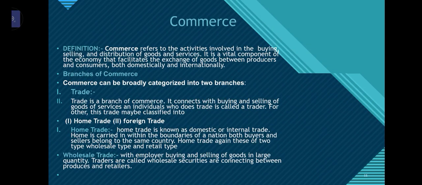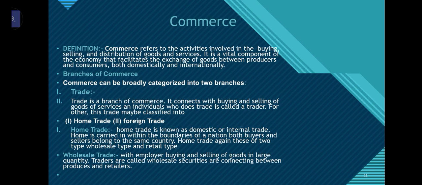And the second part is commerce. The definition of commerce refers to the activities involved in buying and selling and distribution of goods and services. The branches of commerce are broadly categorized into two branches. First, trade. Trade is a branch of commerce. It involves buying and selling goods and services between individuals.